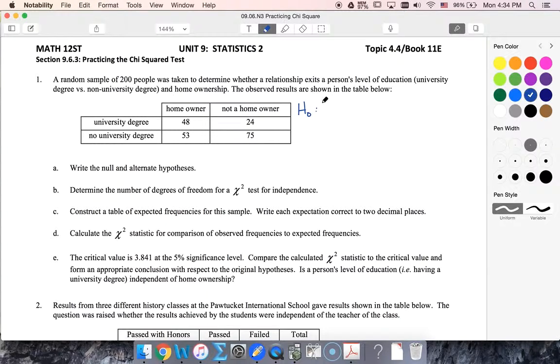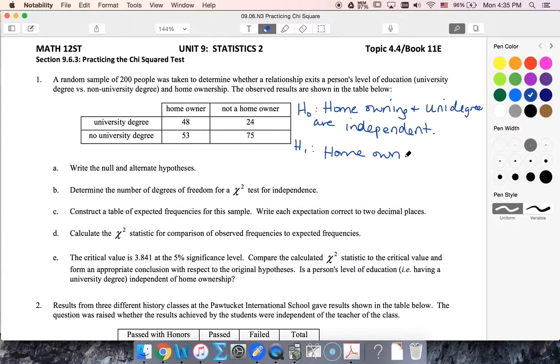So null hypothesis always goes with independent. So home owning and uni degree are independent. Then my alternative hypothesis, H1, is that the home ownership and degree are not independent. So same sentence, but now I add the word not.